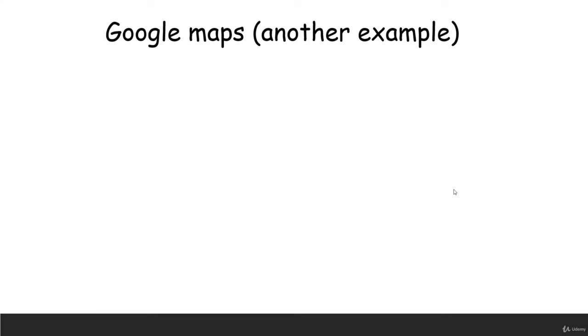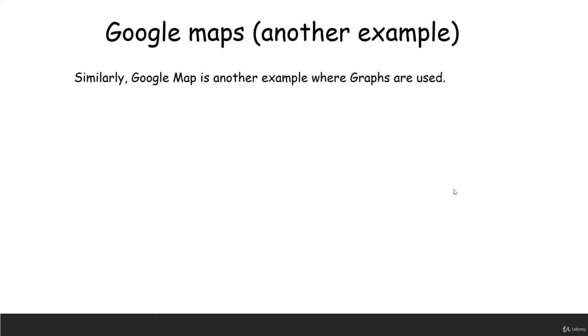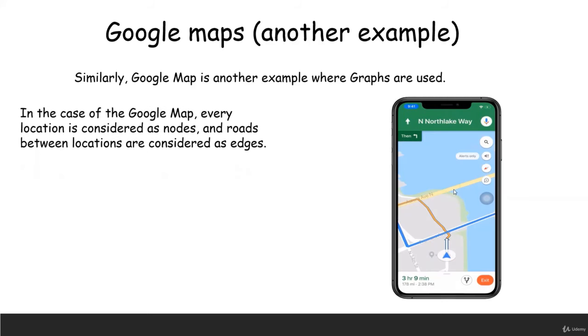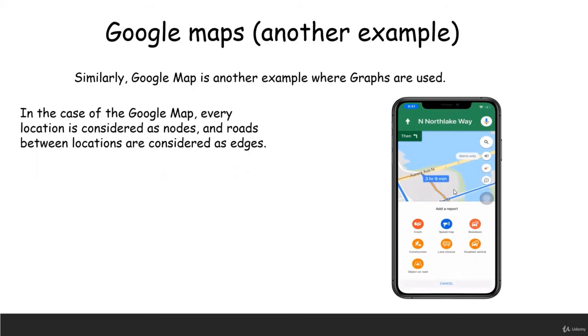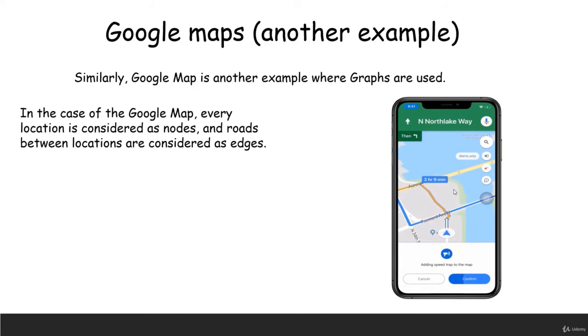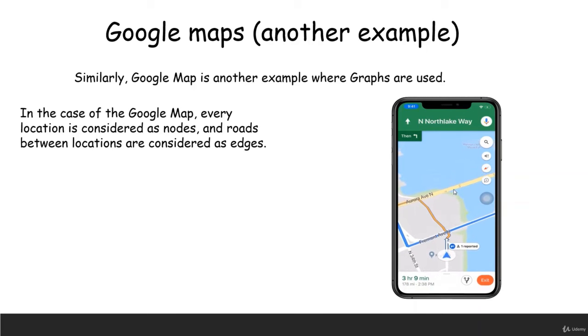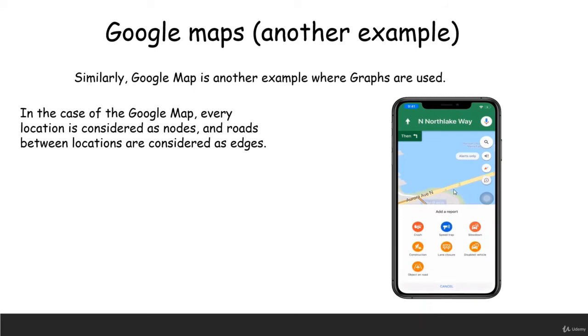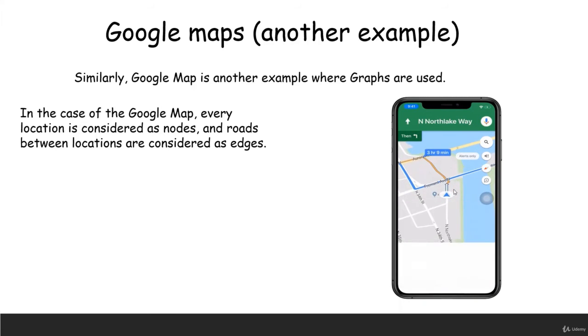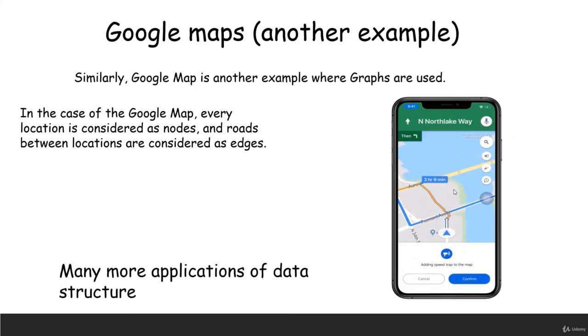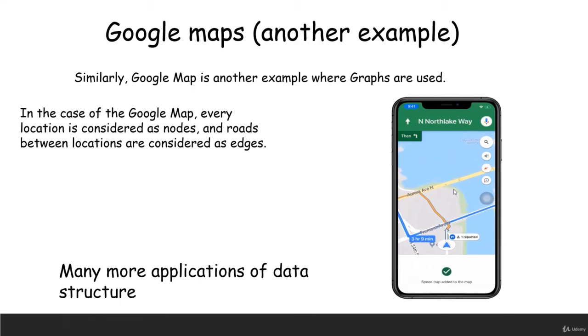Another example is Google Map. Similarly, Google Map is another example where graphs are used. In the case of the Google Map, every location is considered as nodes and roads between locations are considered as edges, right? And when one has to move from one location to another, the Google Map uses various graph-based algorithms to find the shortest path. We will discuss this later. And likewise, there are many more applications of data structures.